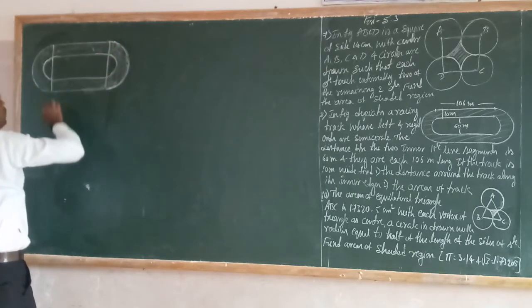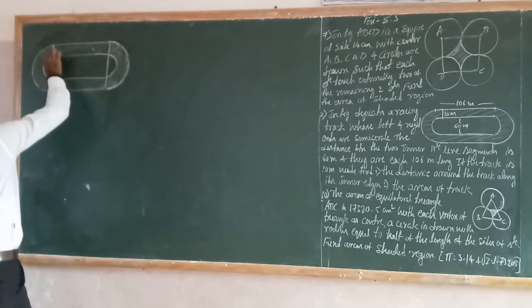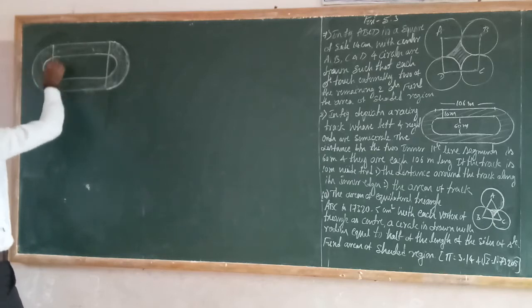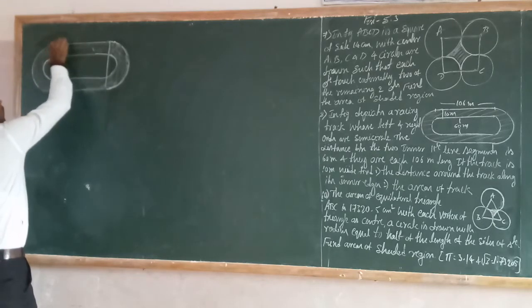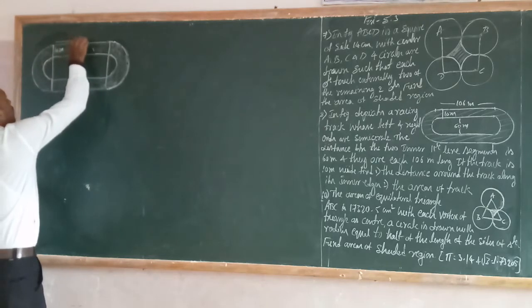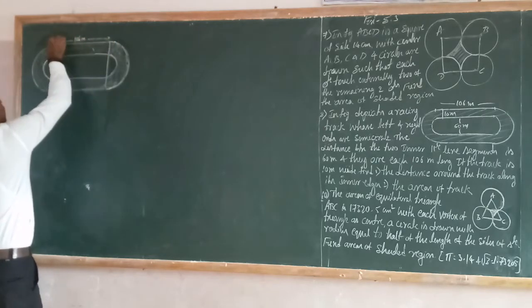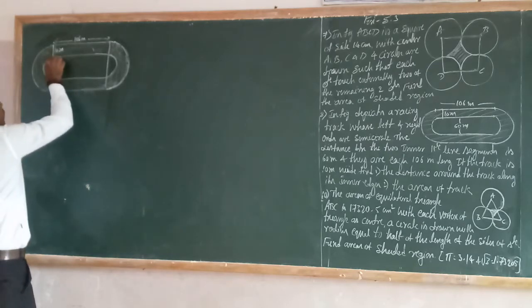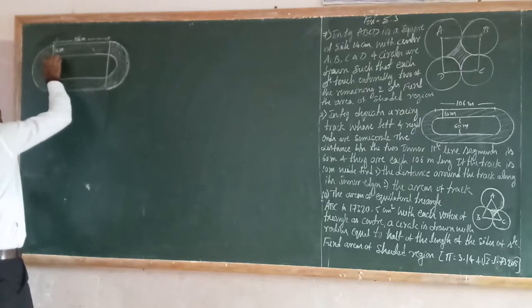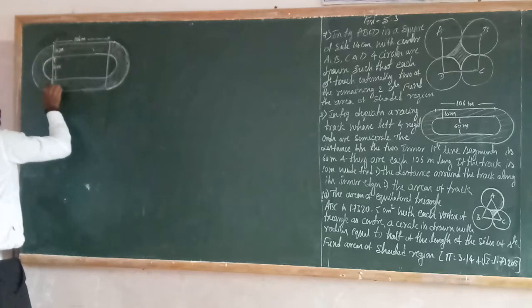The width of the track is 10 meter. The length of the parallel edges is 106 meter. The distance between the inner edges is 60 meter. This is also 10 meter and this is also 106 meter.